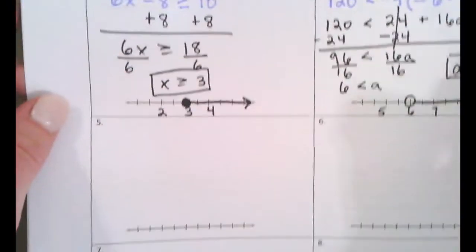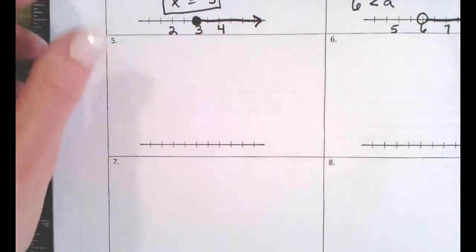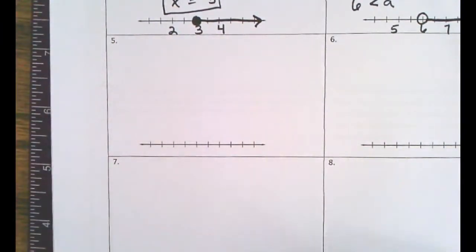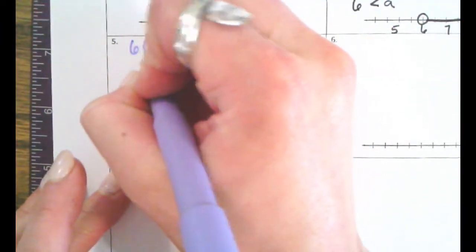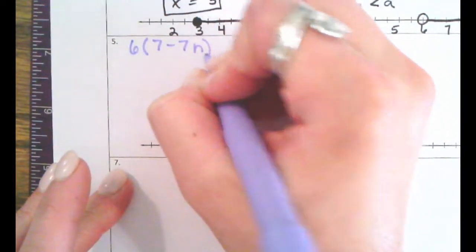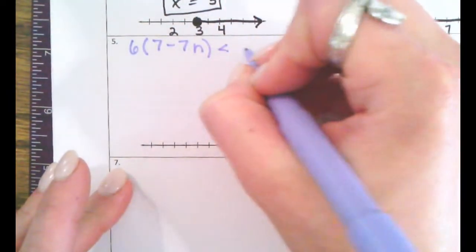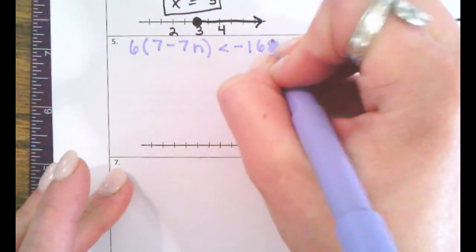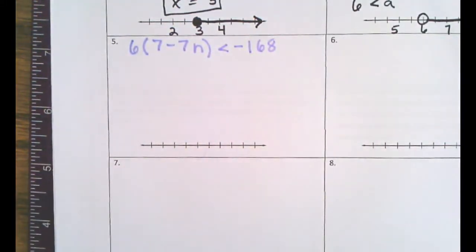Okay, let's go on down to number 5. The problem is 6 times the quantity of 7 minus 7n is less than -168. If you'd like to pause the video and try this problem out, go ahead and pause the video.